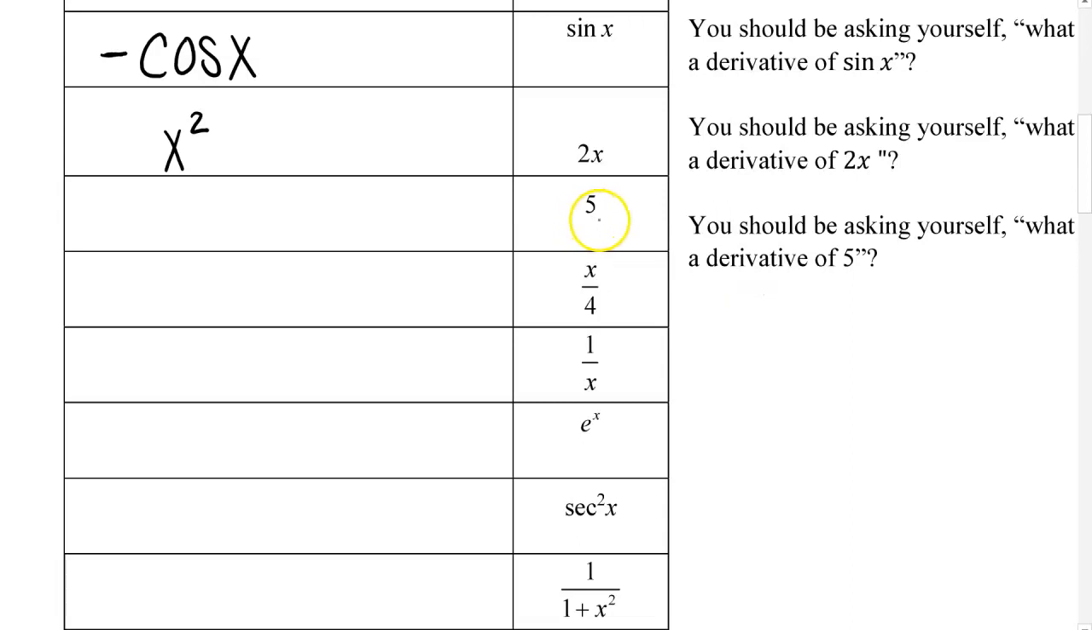For 5, in order for 5 to be a derivative, it would have had to have an x next to it, because the derivative of 5x is just 5, the coefficient on the x term.